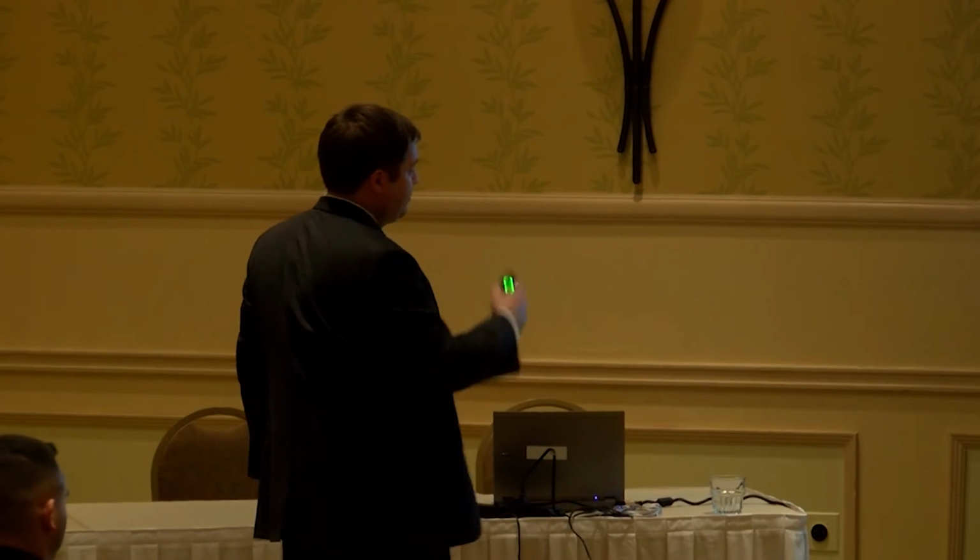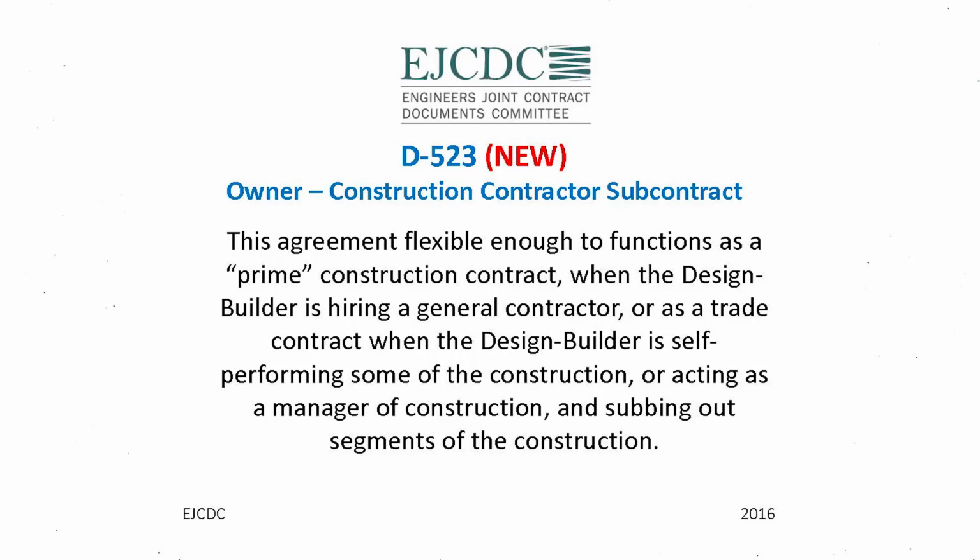Now, a design builder might want to bring on an engineer, but he also might want to bring on another large construction subcontractor, or another general contractor, which you would see a lot more in some building vertical type applications where the design builder might be serving just as a construction manager type role. And that's this scenario here. The document we have for this is the D523 document.